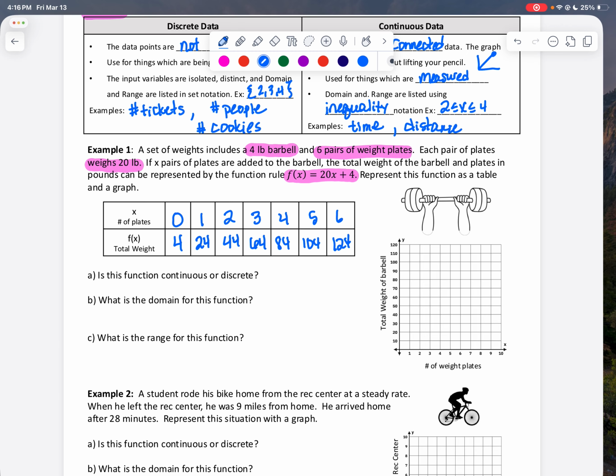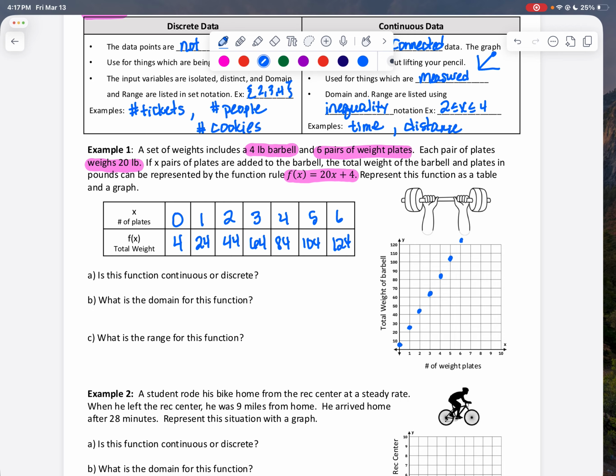Now, to make a sketch of this, if we have 0 plates, we had a total weight of 4 pounds. So I'll put a dot about right there. 1 plate would be a weight of about 24 pounds. 2 plates, 44 pounds. 3 plates, 64. 4 plates, 84. 5 plates, 104. 6 plates, 124. So I'll go off the grid just a little bit.